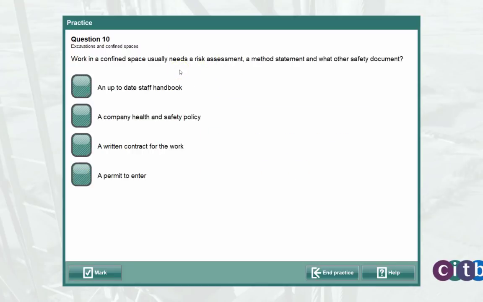Work in a confined space usually needs a risk assessment, a method statement, and what other safety document? An up-to-date staff handbook. A company health and safety policy. A written contract for the work. A permit to enter.